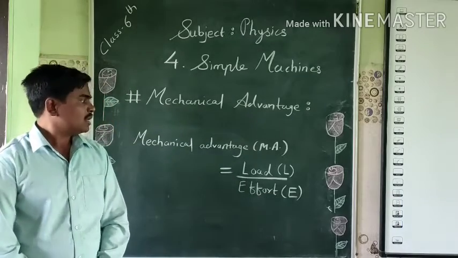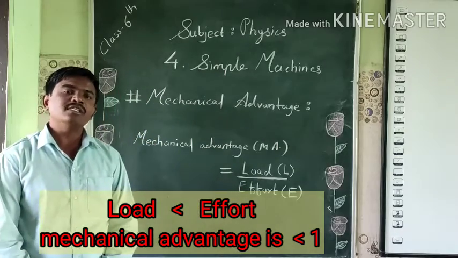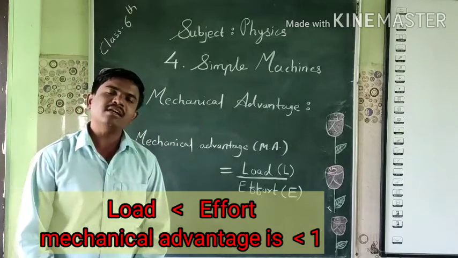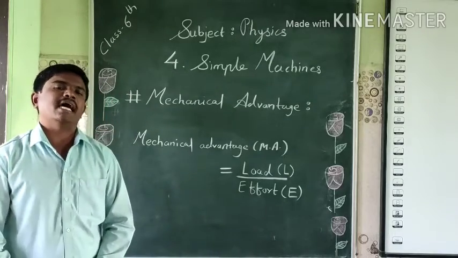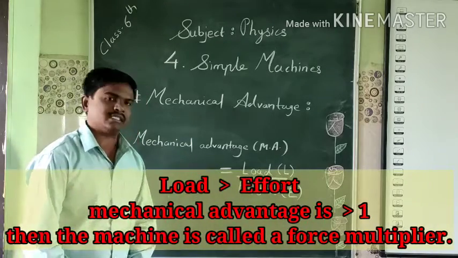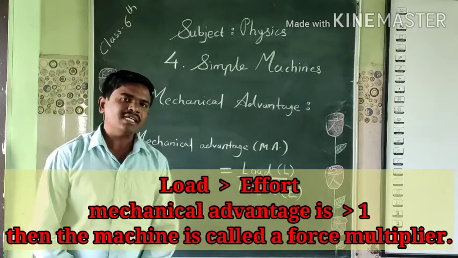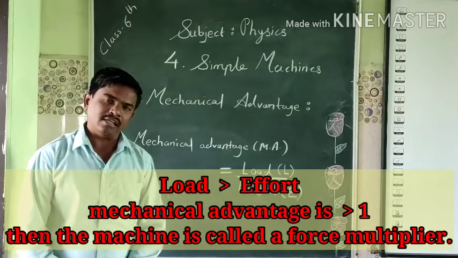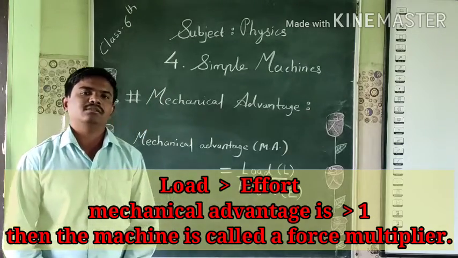And students, if the load value is less than the effort value, then we can say that mechanical advantage is less than 1. So students, if the load value is greater than the effort value, then the mechanical advantage of a machine is greater than 1, and then we can say that the machine is a force multiplier.